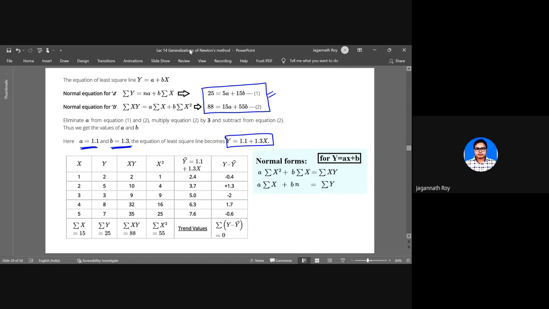which is nothing but 1.1 plus 1.3x. And if you try to find out the differences between y and y cap, so this is our y cap now. Remember, we are approximating y cap. So if you try to find out, this is y minus y cap, 0.4, minus 0.4 is there. So this is overestimating. This is underestimating.